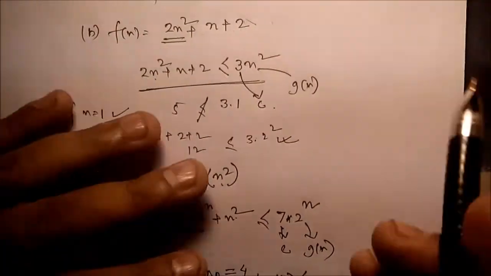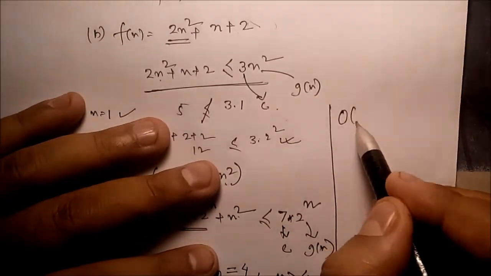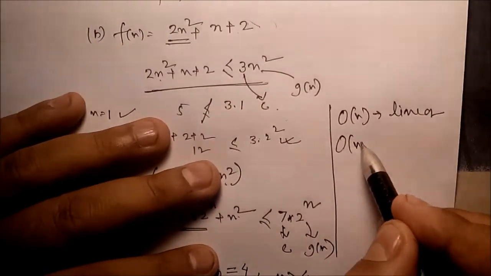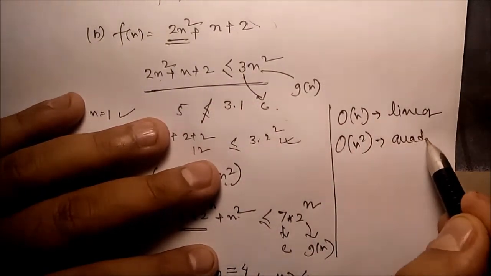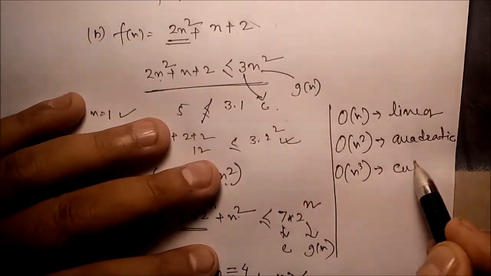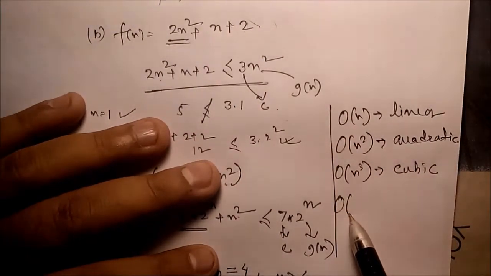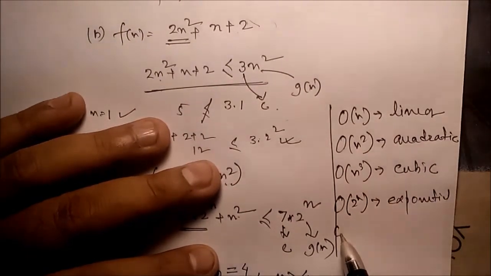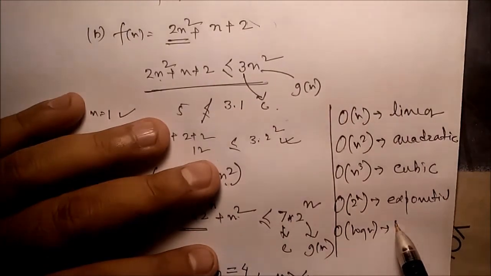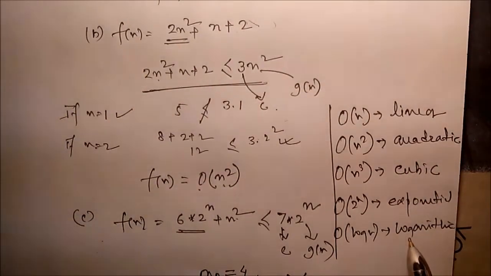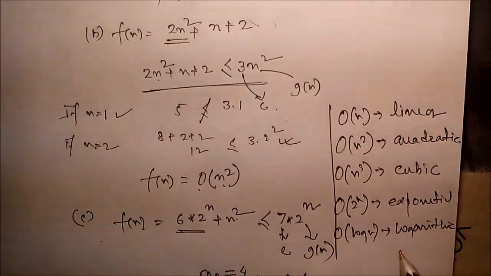If it is O(n), we can write that the algorithm is linear. If it is O(n²), it is called quadratic. If it is O(n³), then the algorithm is cubic. If it is O(2ⁿ), then it is called exponential. If it is log n, then it is called logarithmic. If an algorithm takes time O(log n), it is faster for sufficiently large n.